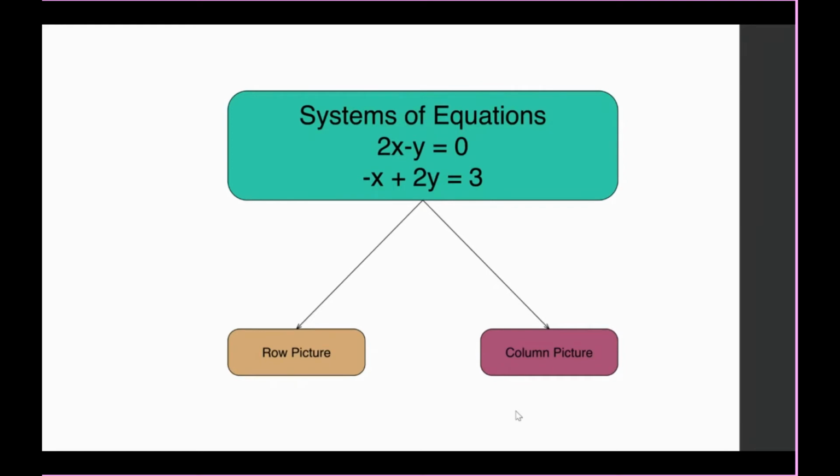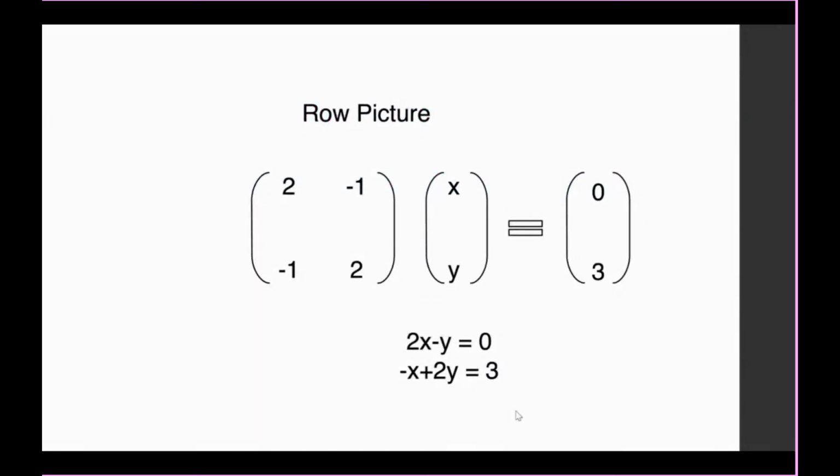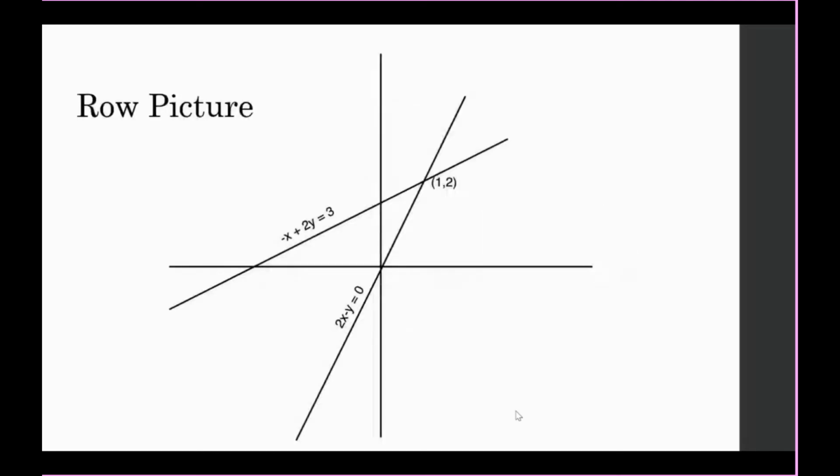The row picture is the usual picture that we already know. The column picture is a new approach. Okay, let us see the row picture. I convert the given system of equations into matrix form. If you read it row-wise, you get the same equations that were given: 2x minus y is equal to 0 and minus x plus 2y is equal to 3. So what does this represent graphically? We are going to find the point of intersection of these two lines. These are equations of lines. Graphically, we want to find the point of intersection, which is nothing but the solution of these equations. So this is the graphical meaning of the row picture.